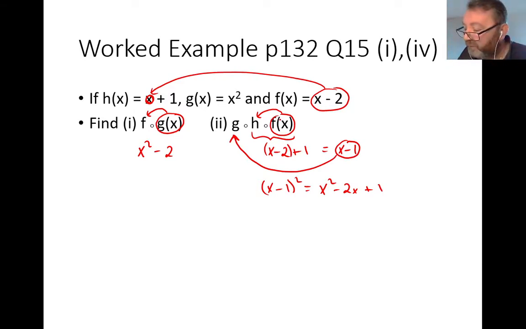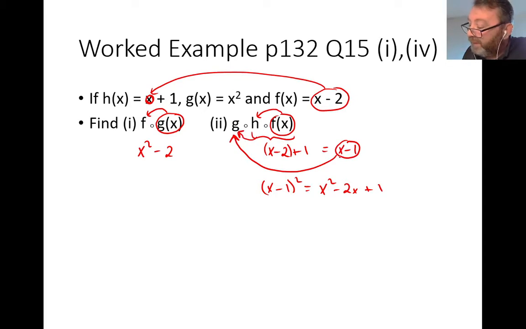Start at f of x, which is x minus 2, bring x minus 2 into h, and you put it in where x is with brackets, okay? The original x in the h is not going to be there anymore. It's going to be replaced by x minus 2. So it becomes x minus 2 plus 1, which becomes x minus 1. And once you've worked out that part, you now take the value of that back. That goes back into g.